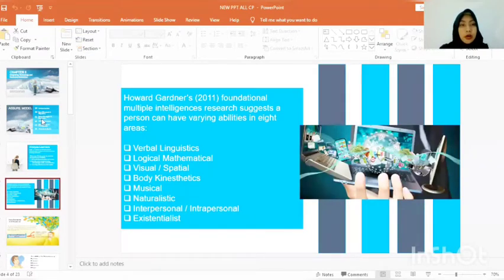learners. According to Howard Gardner's 2011 theory of multiple intelligences, research suggests a person can have varying abilities in 8 areas. Number 1 is verbal linguistic. Number 2 is logical mathematical. Number 3 is visual or spatial. Number 4 is body kinesthetic. Number 5 is musical. Number 6 is naturalistic. Number 7 is interpersonal or intrapersonal. The last is existentialist.